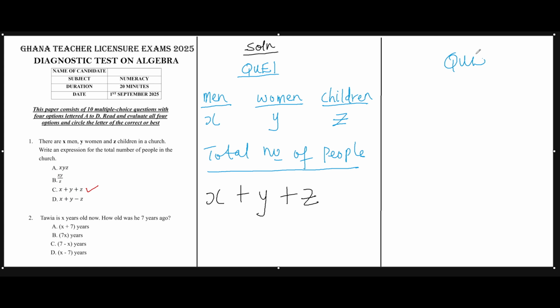Now we know that his present age is x years old. So 7 years ago, we have to subtract 7 from his present age. So 7 years ago, Tavia was x minus 7 years old. The right answer to question 2 is option D.